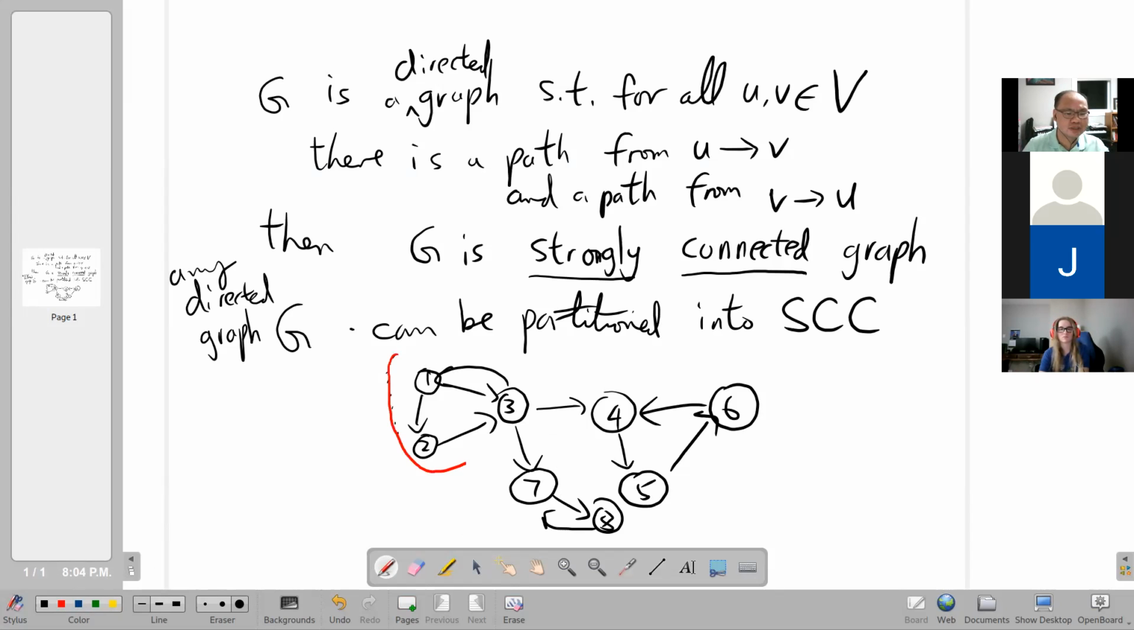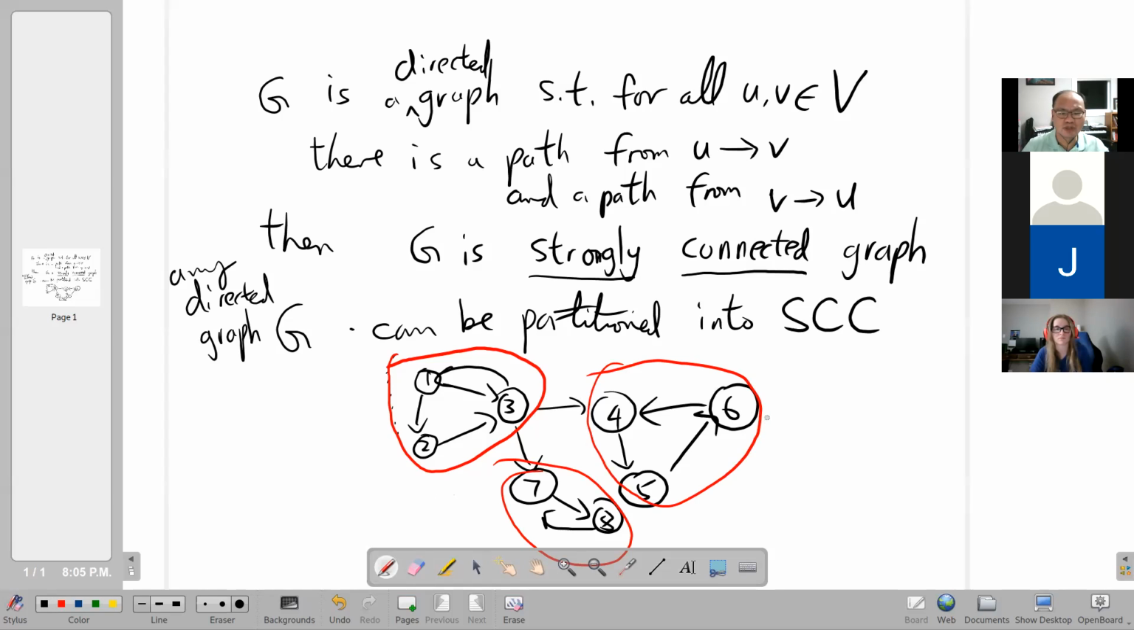If you just look at this part by itself, any pair of nodes in this part can get to each other because there's a cycle. So it doesn't matter which two you choose, there's always a way to go from one to the other. Similarly here and here, it doesn't have to be just a cycle. You can have other things going on, but cycles are sort of the main features. They can be cycles and something else.